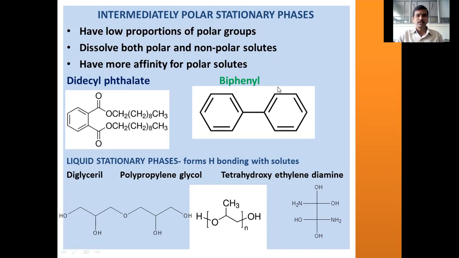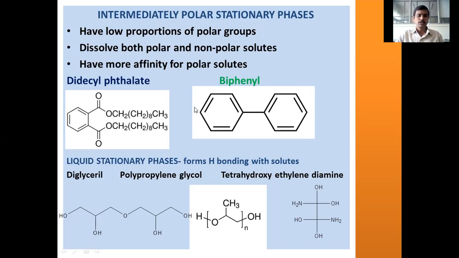affinity for polar solutes. Say, for example, if you take didecyl phthalate, this is going to be the structure of didecyl phthalate, and this is biphenyl. These are the two importantly used intermediately polar stationary phases. So these liquid stationary phases are intermediately polar. Both polar and non-polar solutes are soluble in these stationary phases.